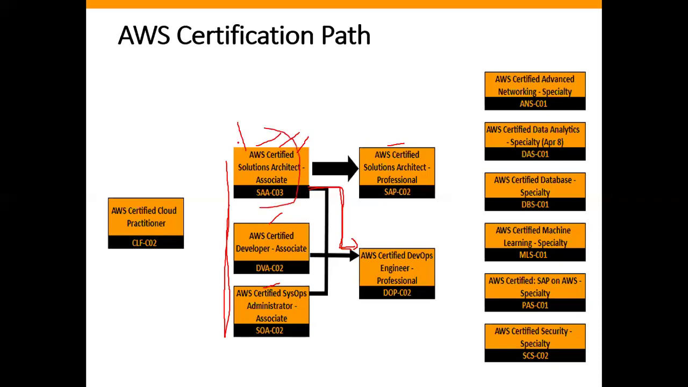Means after this particular course, you have two options. You can go with professional or you can go with DevOps, or you can learn both also. Okay. So after DevOps, there are some other advanced courses, right? Specialist. Which one we need to choose? That is up to your interest. We have networking, a database one, machine learning, SAP on AWS, and a security specialist. It's completely up to your interest.